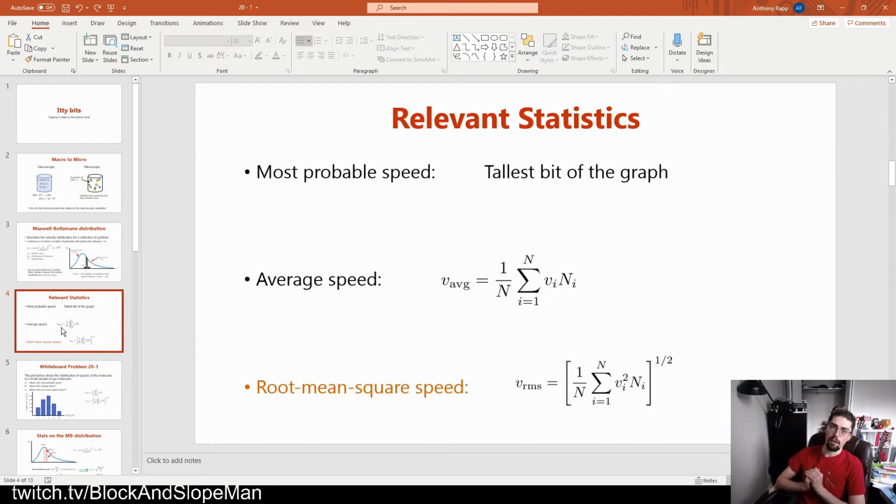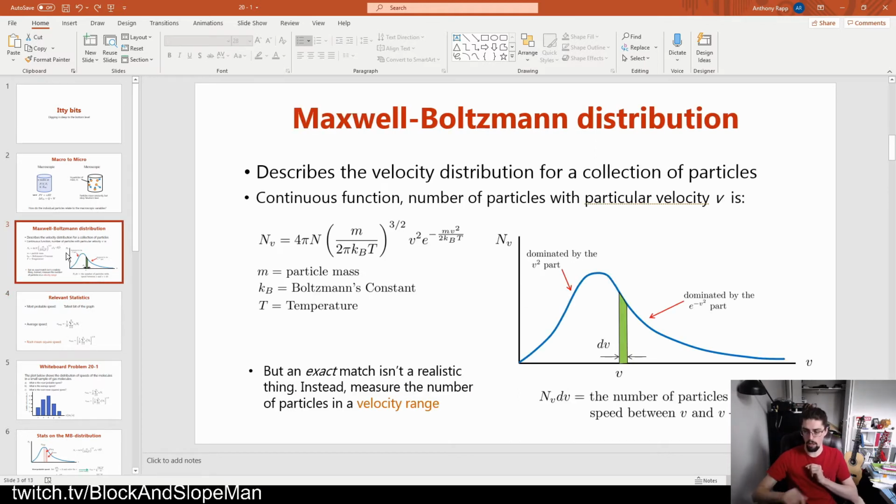So let's talk about some statistics. We've got three things that we might be interested in finding. First is the most probable speed. And that's actually the easiest one. If I look at this graph right here, I ask, what's the most probable speed that I could possibly have? It's wherever the most particles are, and that is right at the top, the highest point.